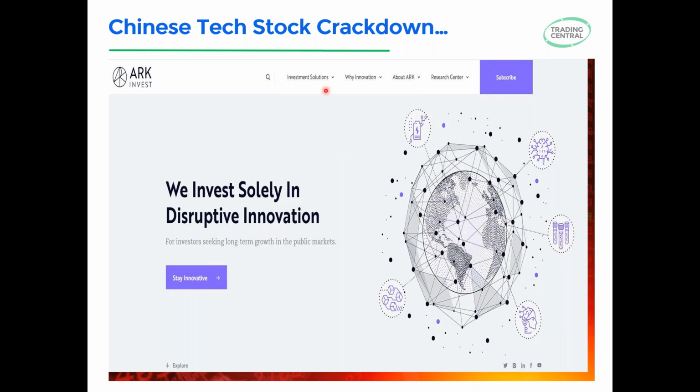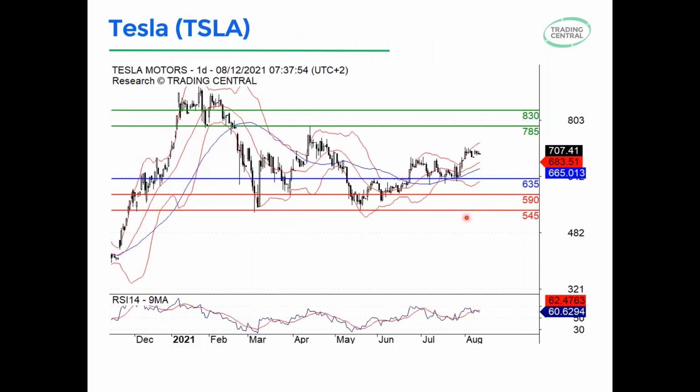Speaking about ARK Invest, do you know which US stock is the biggest holding of ARK Invest? Okay, you're correct, Tesla. I remember it should be 3 billion US dollars they are holding in this Tesla stock. I like this stock also.